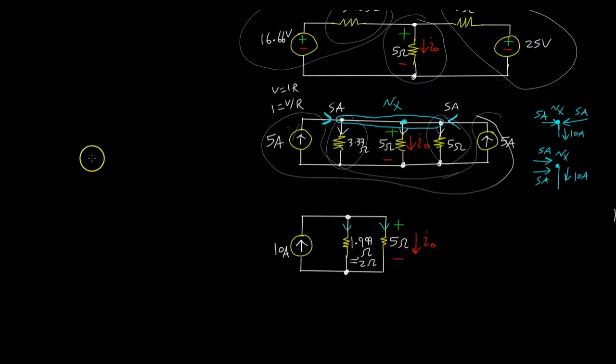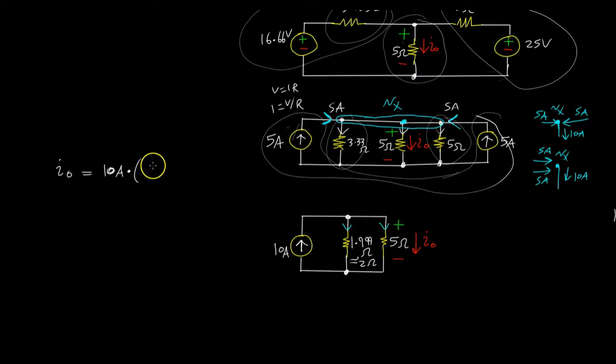IO is simply going to be the source current, 10 amps, multiplied by some resistive ratio. It's not like the voltage divider, it's slightly different. So the current going through a given resistance in parallel with other resistors is going to be proportional to the resistance of the other resistors, basically.